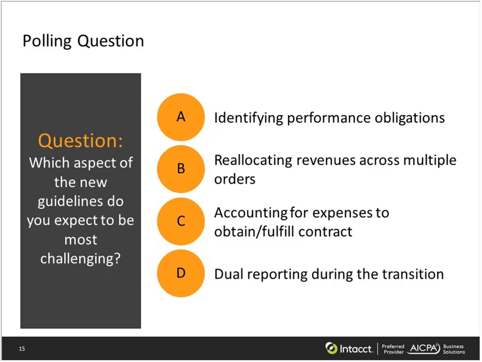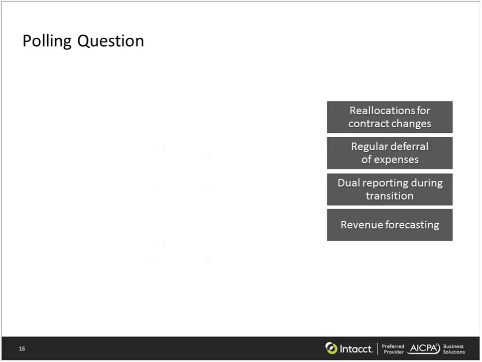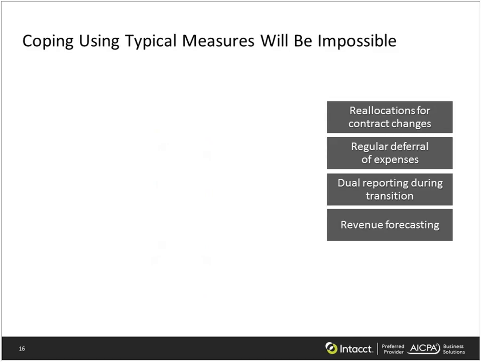And as we wrap up the polling question, we see that there's a wide variation across the choices here. Looks like people are concerned about all of these things moving forward: performance obligations, reallocations, and correctly accounting for expenses. So let's keep going. In the earlier polling question, many of you responded that you were still relying on spreadsheets. That was the top choice for how you were doing revenue recognition today.